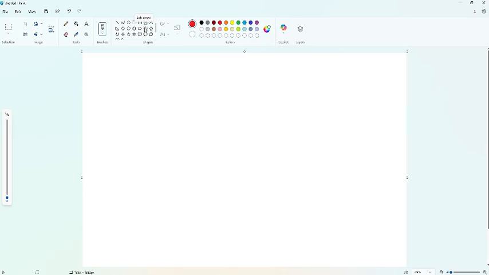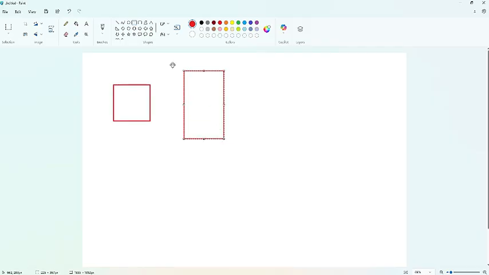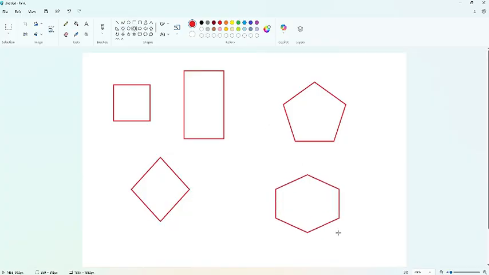Hey, students! Now, after line symmetry, I'm going to be talking about rotational symmetry. Yes, I know I have not done rotations yet, but it's fine, okay? Alright, let me draw some shapes for you real quick. A square, a rectangle, a pentagon, and probably a diamond, and a hexagon. Why not?